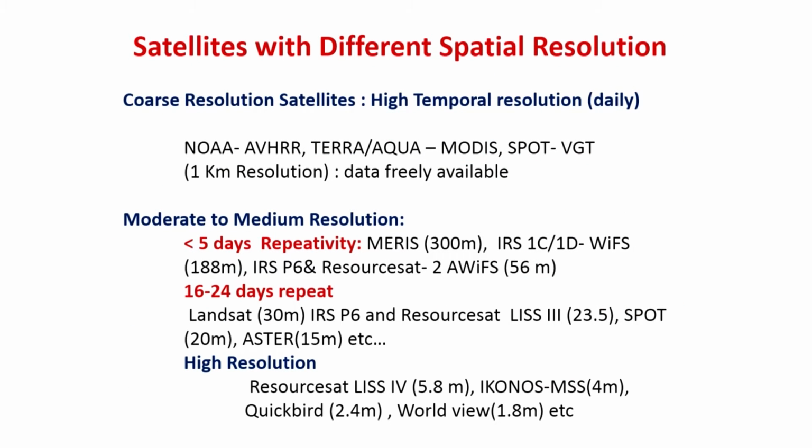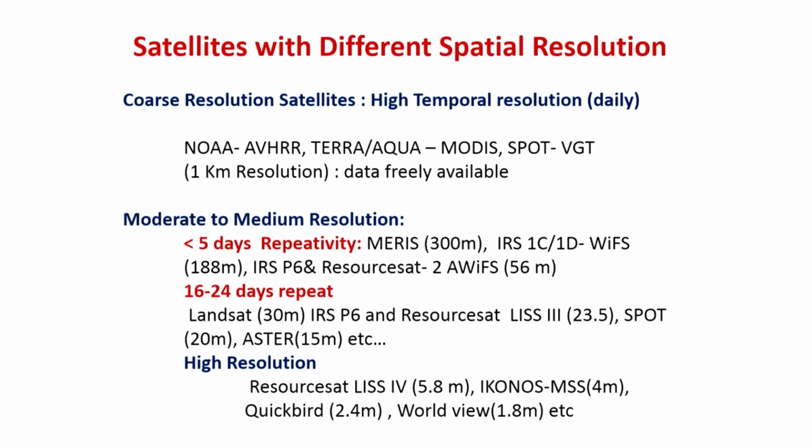So these are some of the satellites with variable spatial resolution. We categorize them as coarse, medium, high, very high resolutions. So coarse resolutions are of the order of 1 kilometer. Some global satellites give you 1 kilometer data sets, and these data sets are free to download on the web. They give you daily data of their region, easily available. Different products are also available, and the raw data sets.